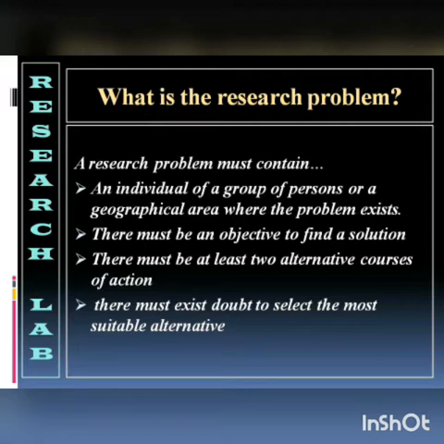It must be involved with an individual or a group of persons or a geographical area where the problem exists. Secondly, there must be an objective to attain. And when we look at the objective, it must have at least two alternative courses of action. And most importantly, the researcher must have some doubt to select the most suitable alternative out of it.